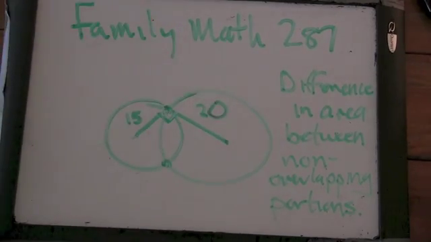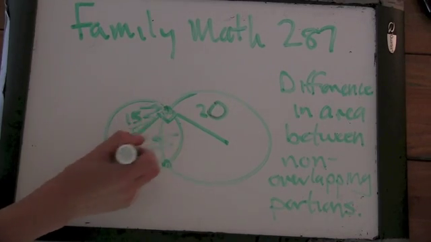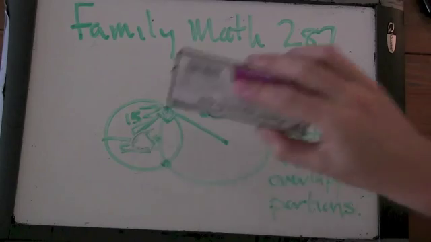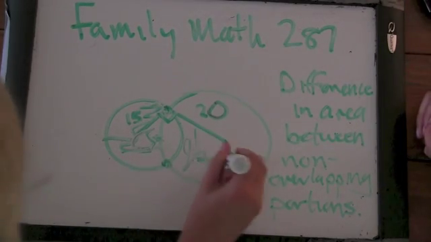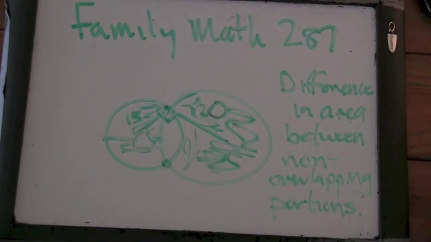You want to shade those in? So there's one that's not overlapping, and then there's this portion. We're supposed to find the difference in area between those two portions.